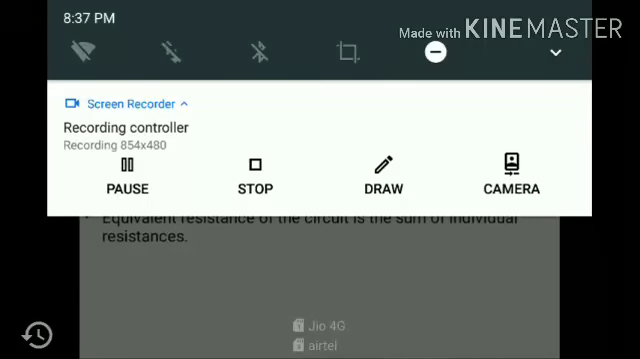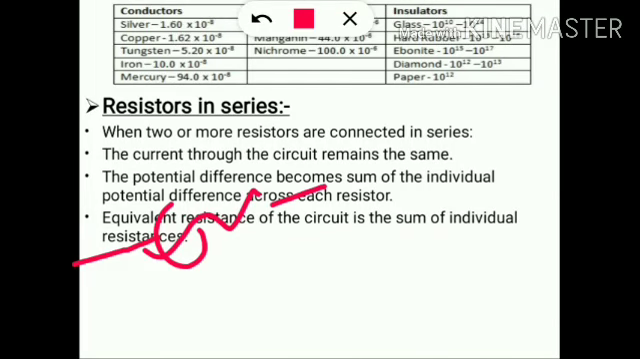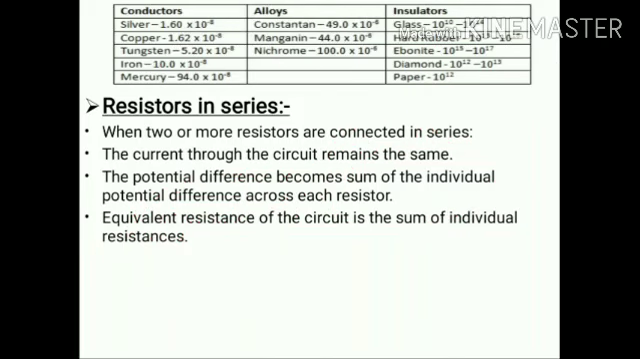Okay, for example, this is the circuit diagram. This is one resistance, then a second resistance, then a third resistance. These resistances are connected in series combination. The current flowing through the series combination remains the same. Suppose 4 ampere current passes through one resistance, and the resistances are connected in series, then the current flows in the same quantity through all the resistances. The total potential difference is the sum of the individual potential differences across each resistance, and the equivalent resistance of the circuit is the sum of the individual resistances.